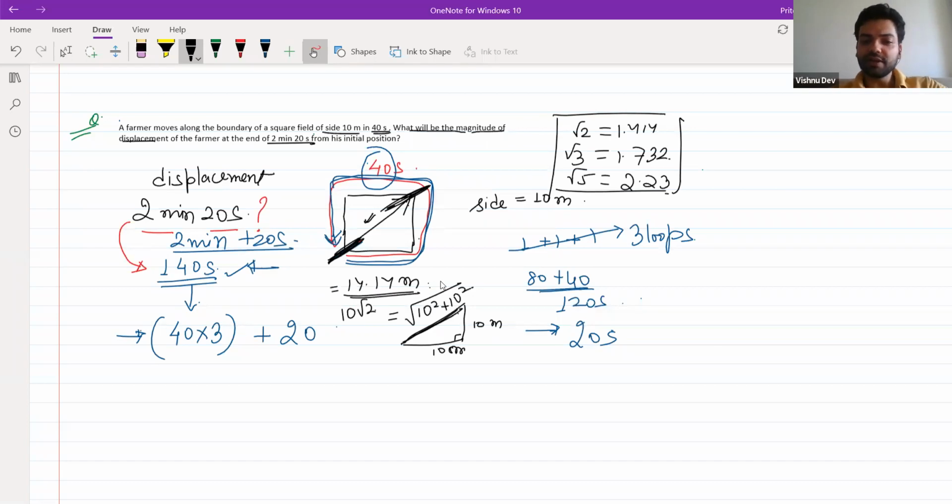Is it clear to everyone? Yes, sir. Good, good. So Raghavi said 200 centimeter. Raghavi, you have to look into your units, because everything here is mentioned in meters, right?